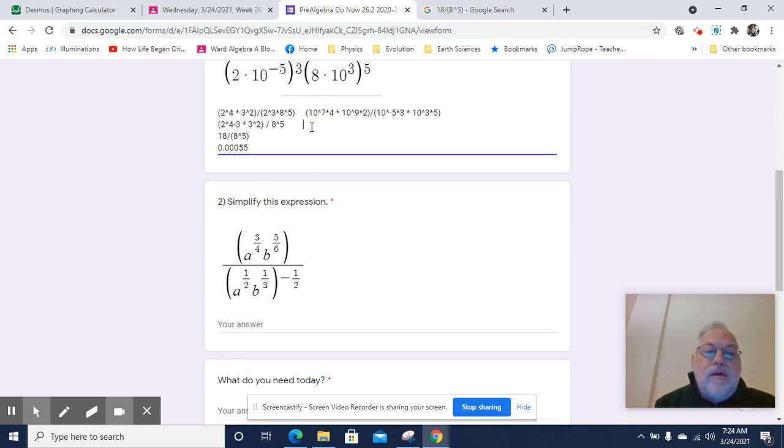Now let's go up and deal with the powers. That's 10 to the 7 times 4, 9 times 2. So let's just copy and paste this whole thing. I'm going to fix it: 7 times 4 is going to become a 28, 9 times 2 will become an 18, negative 5 times 3 is going to become a negative 15, and 3 times 5 will be a 15.